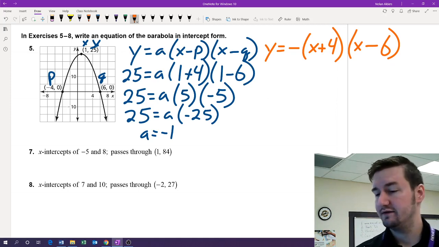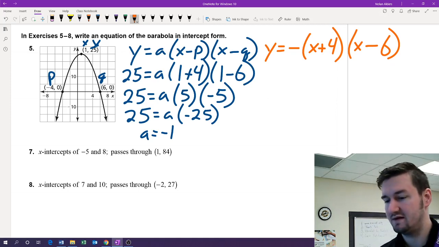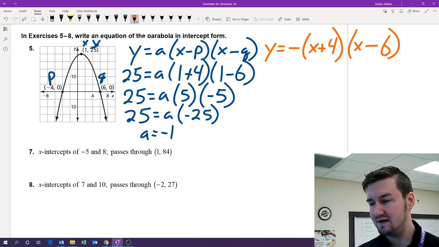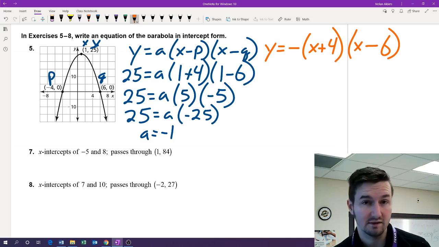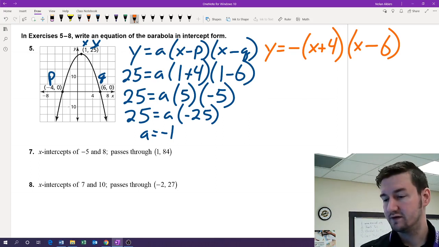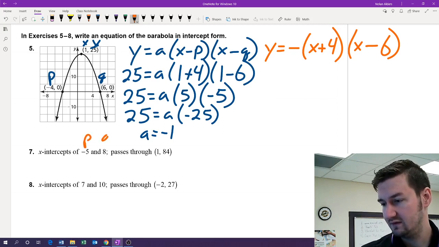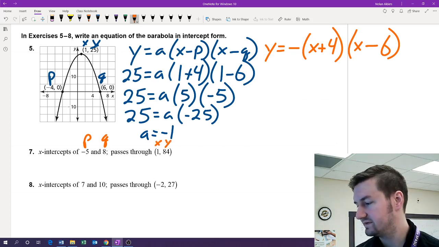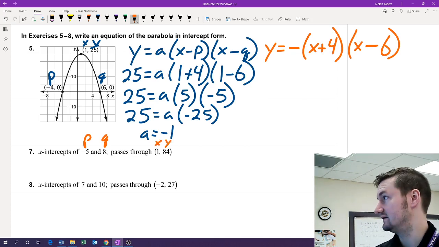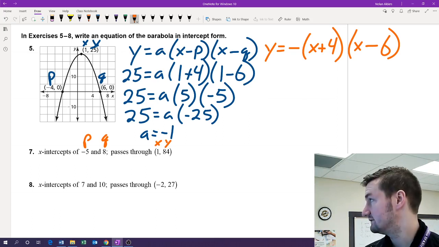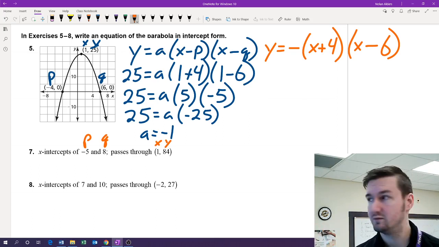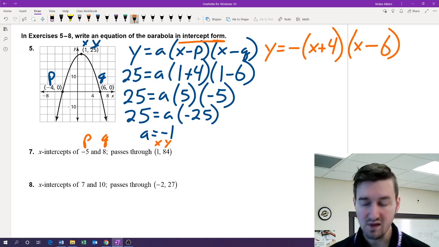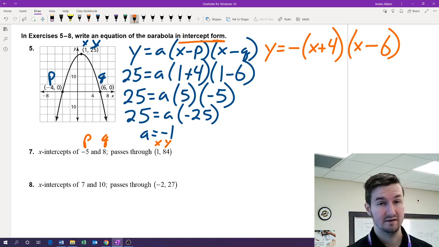All right, so I'm going to leave number 7 and number 8 there for you as a challenge here at the end of the video. So it gives you the x-intercepts, and then it gives you some other point that you can use for your x, y. So for the first one, you can have a p and a q. It doesn't matter which one is which. And then over here we have our x and our y. So we can figure out what a is, and then plug that back into the original form. And again, this is intercept form. I'll post the answers to numbers 7 and 8 down in the comments.